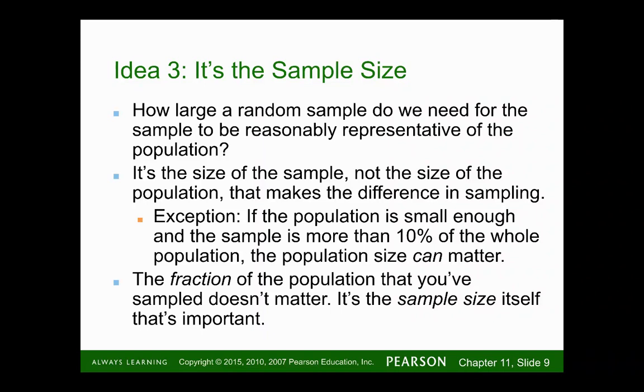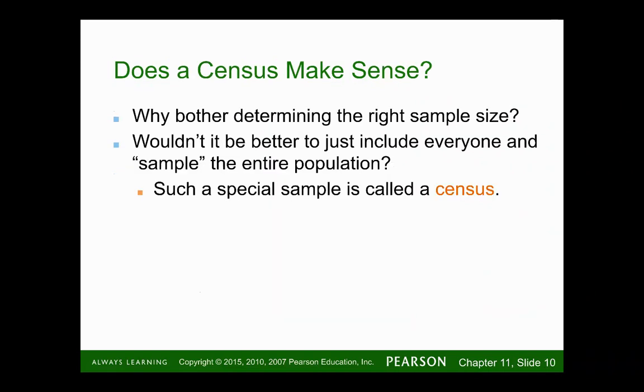So that's why we've got to consider those things. The fraction of the population that you sample doesn't matter. The sample size itself, though, that's important. Generally, most textbooks say you want to have more than 40 or 50 people. So why bother determining the right sample size? Well, wouldn't it be better to just include everyone and sample the entire population? Such a special sample like this is called the census.